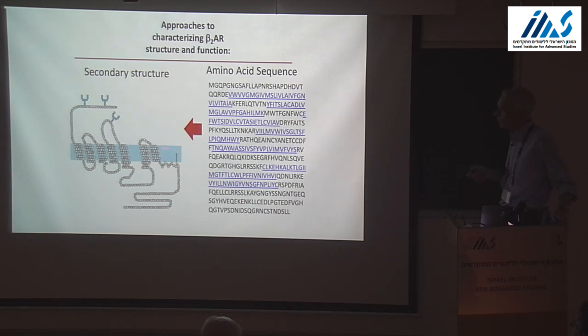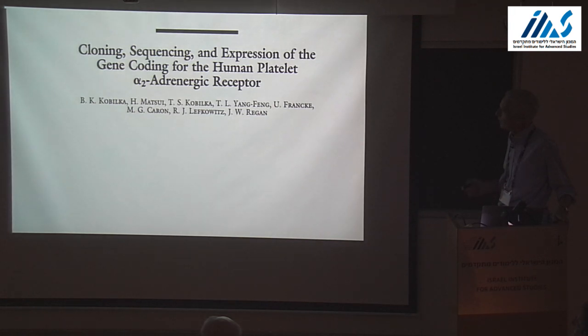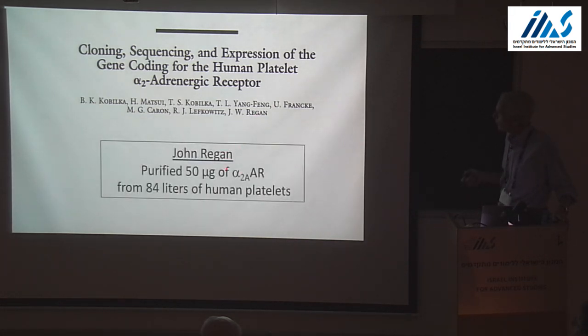And it was really the first time that I thought, okay, I'd like to know more about what the structure looks like. At about the same time as I arrived in the lab, John Reagan was purifying another adrenergic receptor, the alpha-2A receptor, from 84 liters of human platelets. Now, this was just at the time when AIDS was being reported in the United States.